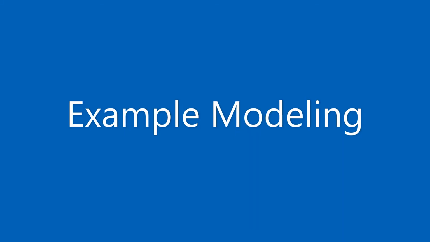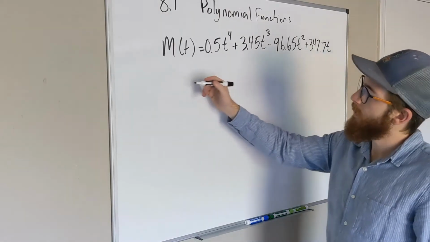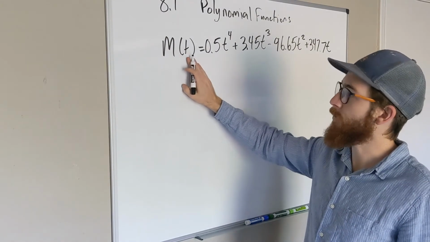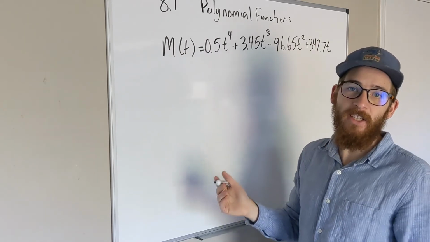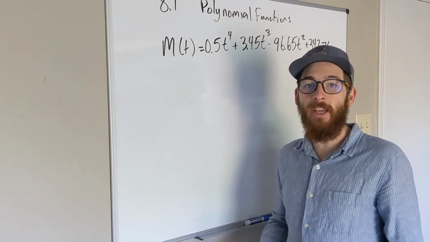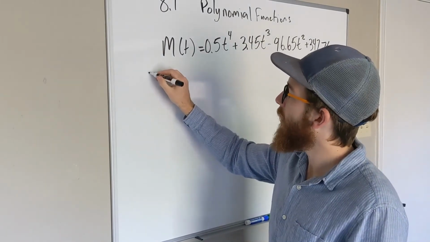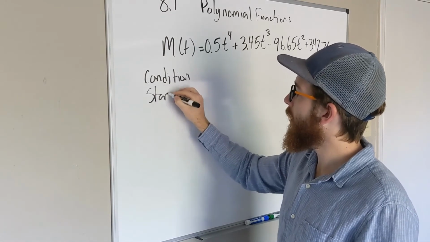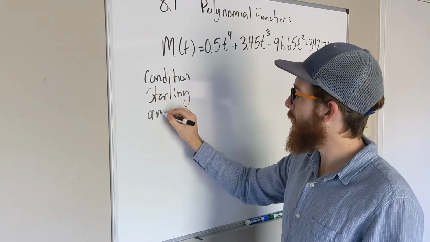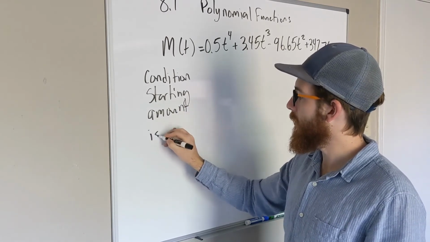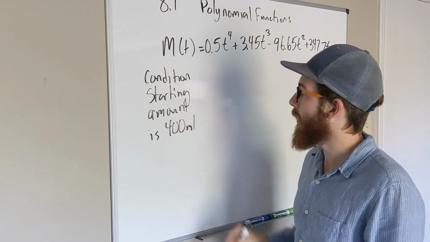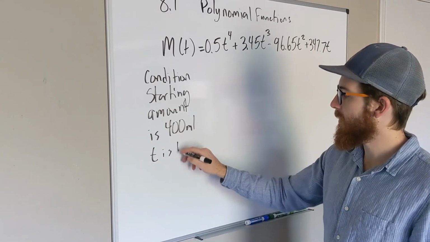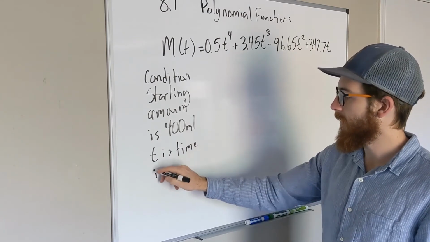This function represents milligrams of ibuprofen in a person's system after a certain number of hours. Now, it is conditioned based on the fact that they took 400 to begin with. So we have a condition: the starting amount is 400 milligrams, and t is time in hours.